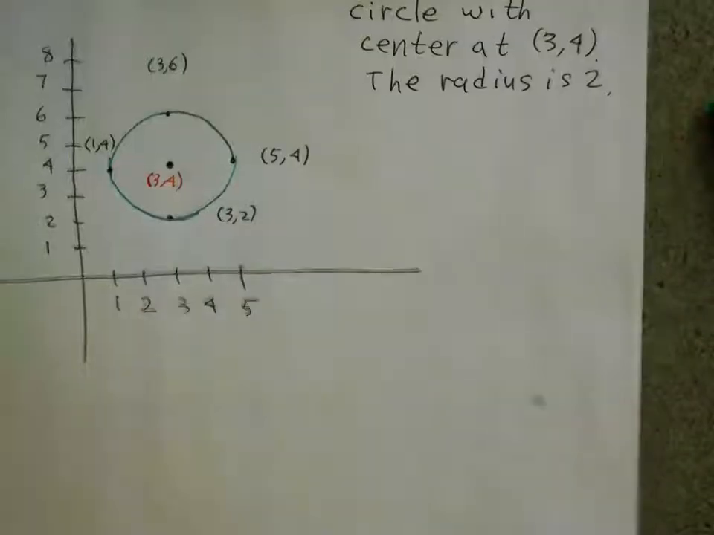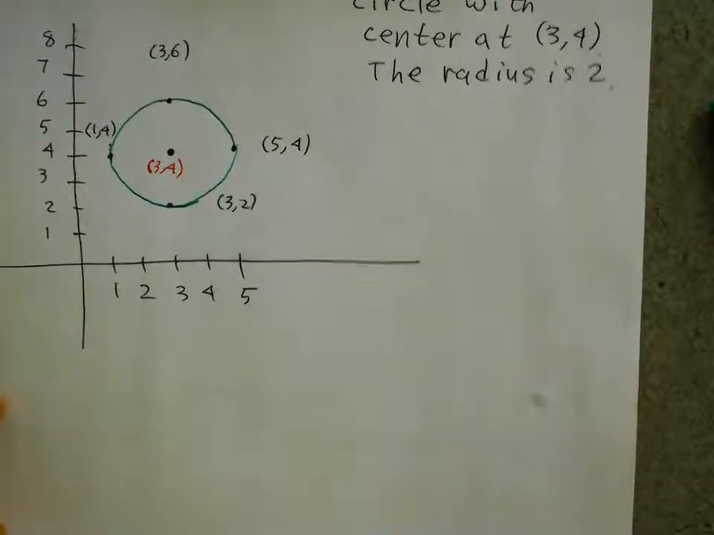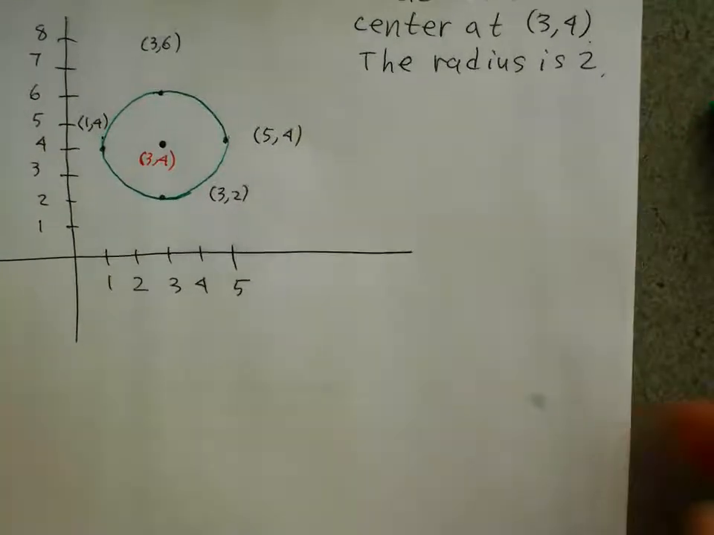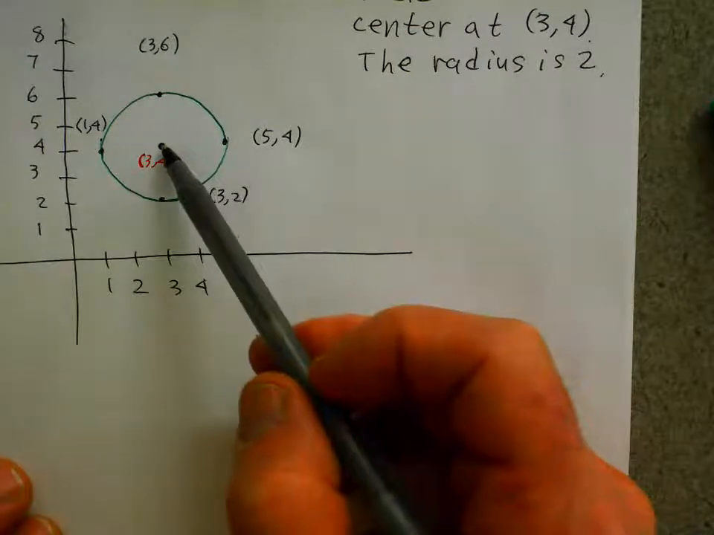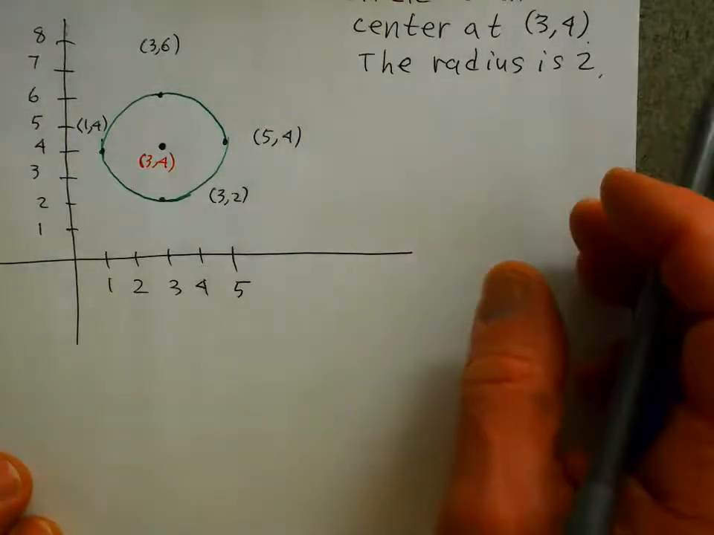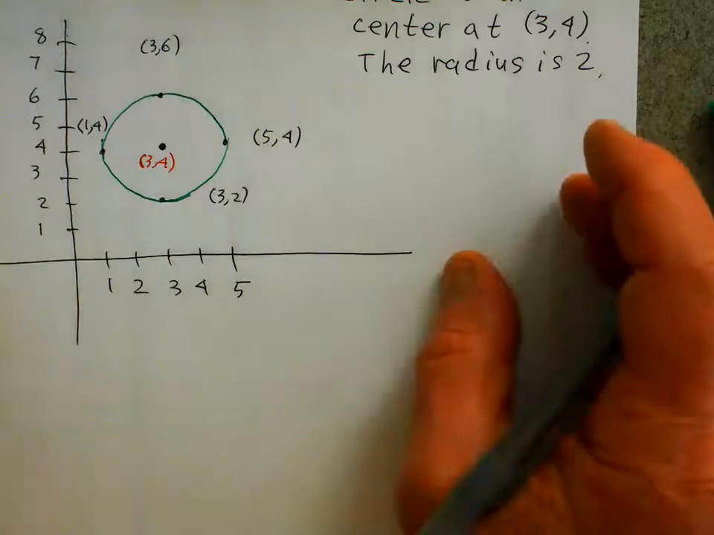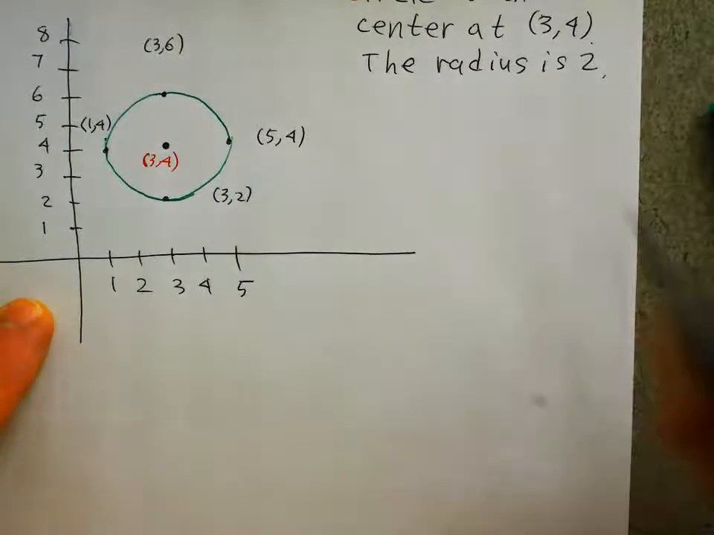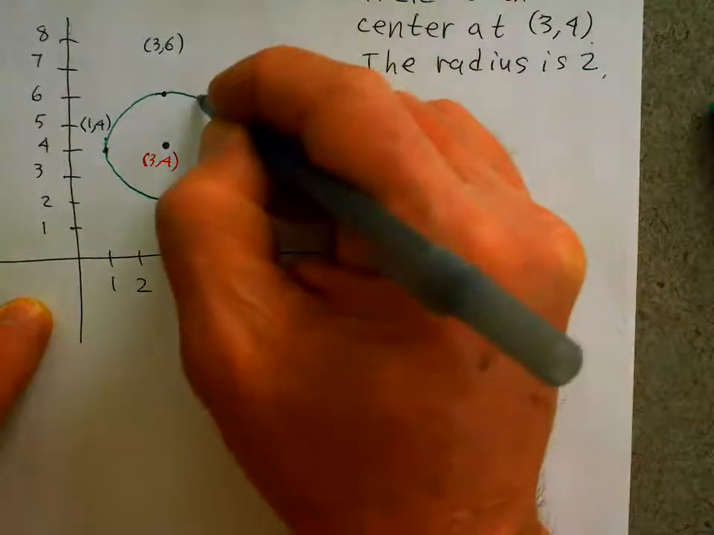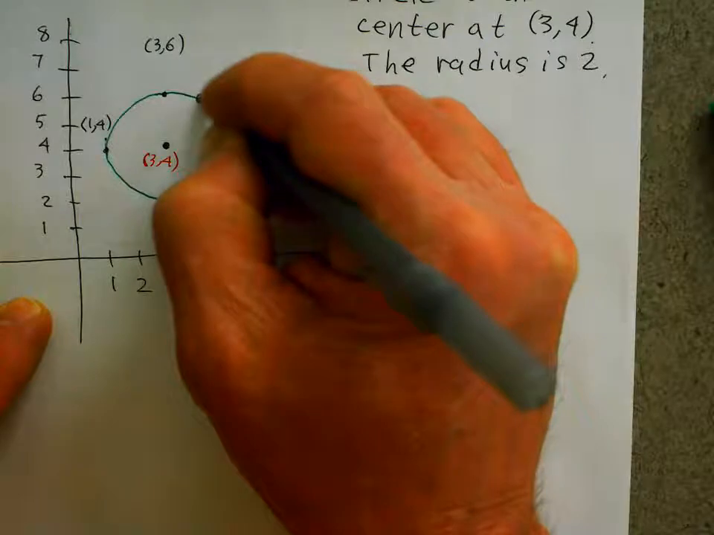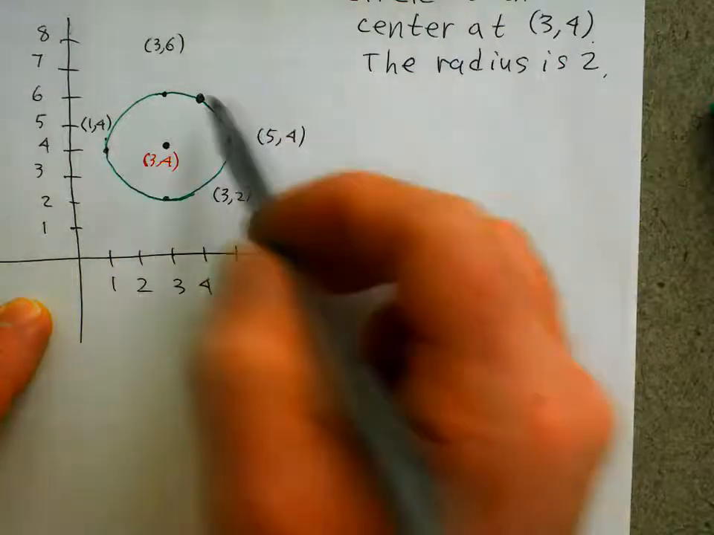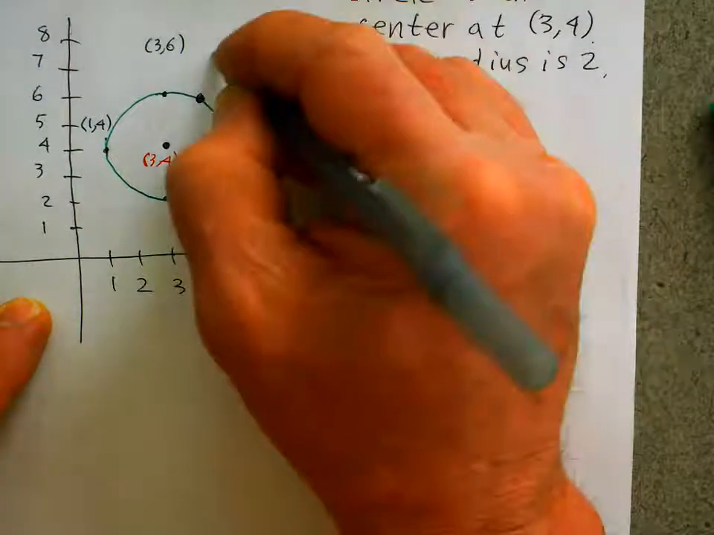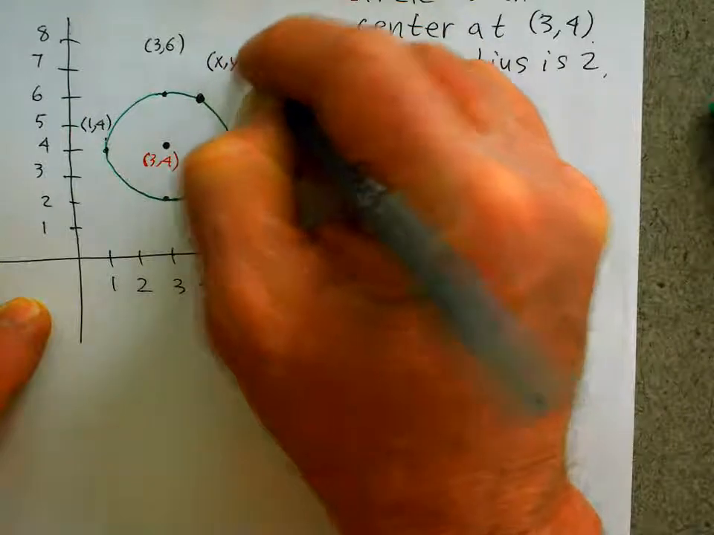Okay, so what we want to do is find an equation for this circle by using the Pythagorean Theorem. So I'm going to pick a point on the circle that represents all of the points and label this point xy.